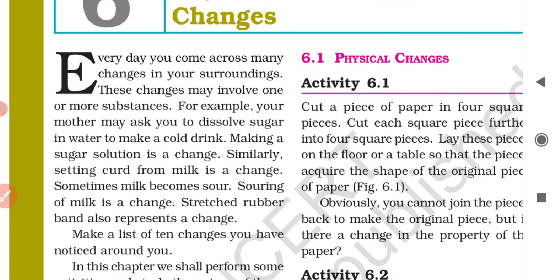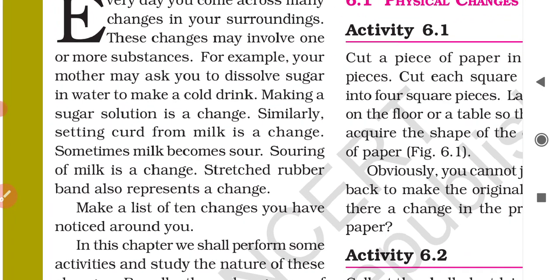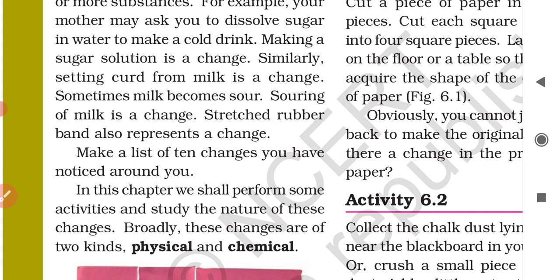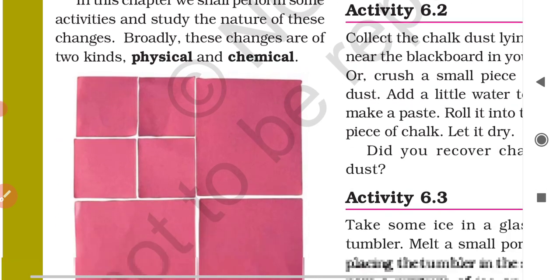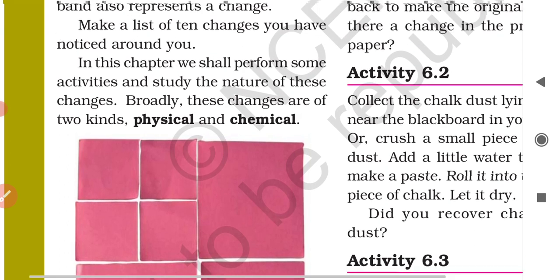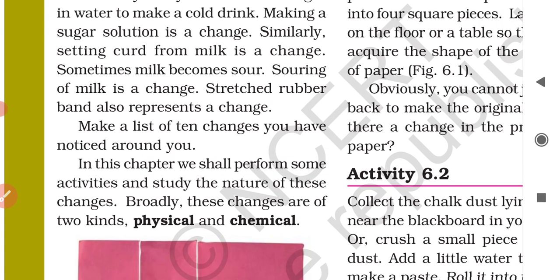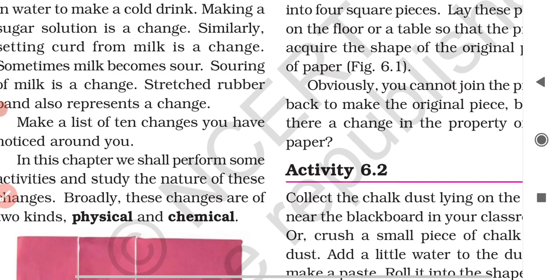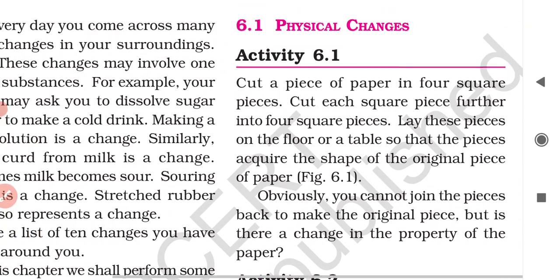Similarly, setting curd from milk is also a change. Okay, sometimes milk becomes sour, so souring of milk is a change. Also, stretching of a rubber band represents a change. Okay, so make a list of 10 changes you have noticed around you. You can do it by yourself at your home. Now in this chapter we shall perform some activities and study the nature of these changes. Broadly, these changes are of two kinds: physical and chemical changes. Clear? Which we are going to study in this chapter.